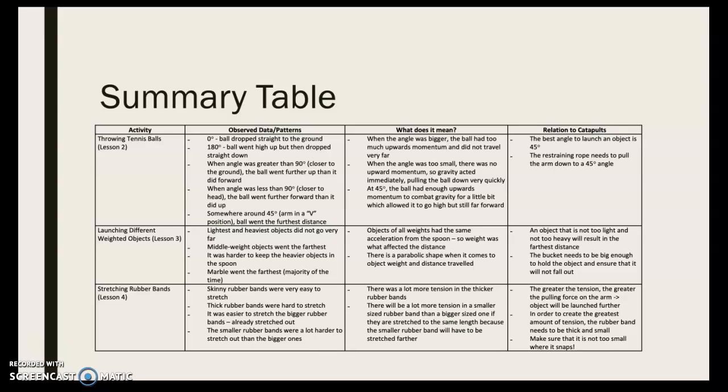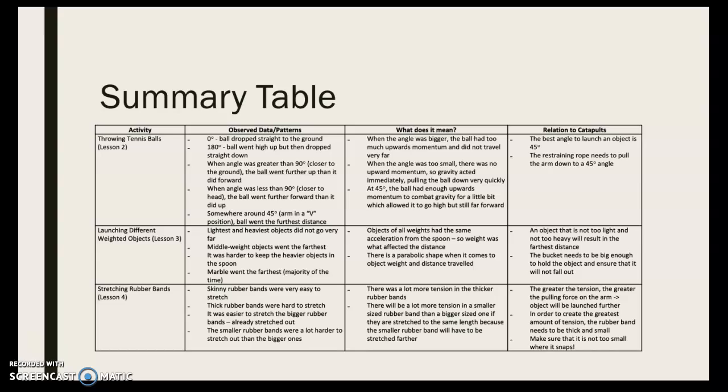And they will have a yardstick in between themselves and the wall to help them measure how far each object goes. And they will realize that the lightest and the heaviest objects, so most likely the rubber bouncy ball and the cotton ball, marshmallow, will not go very far, but then the middleweight objects like the penny and the marble will go the furthest.